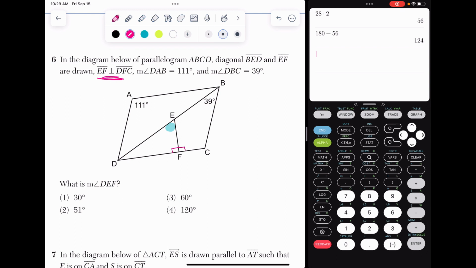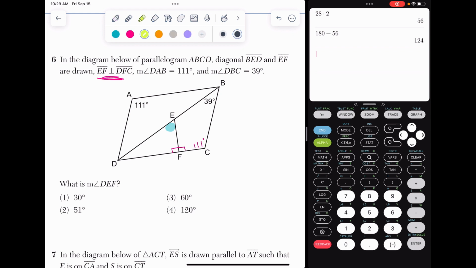Really often in an angle problem like this, you can't find the answer immediately. You have to find other angles in the picture and work your way towards it. So kind of like a little puzzle. So I know that in a parallelogram, the opposite angles are congruent. So if angle A is 111, I know angle C is also 111 degrees.